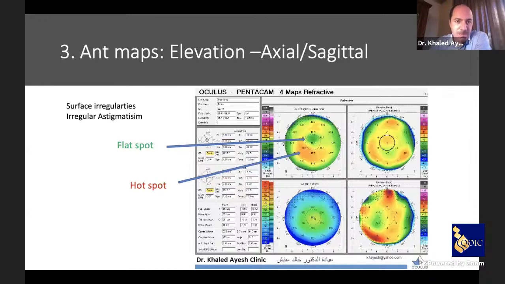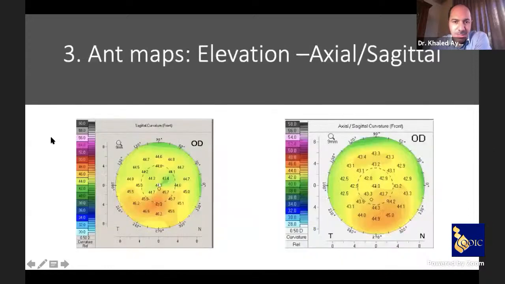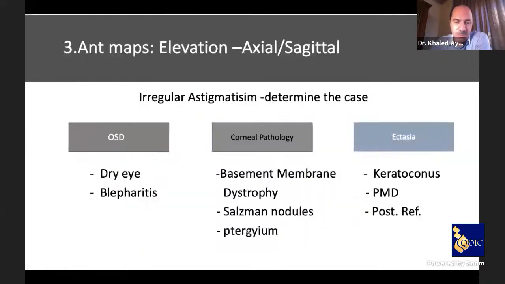Also, if we look at the elevation maps, we can find surface irregularities and irregular astigmatism. If we see areas of flat spots and other areas of hot spots, this is also a clue of dry eye disease. So it's very important to differentiate, if we have an area of focal bulge, whether this bulge is due to dry eye disease, ocular surface disease, or ectasia. As we all know, the differential diagnosis of irregular astigmatism or an irregular surface on the topography could be ocular surface disease, corneal pathology, or a real ectatic corneal disease.